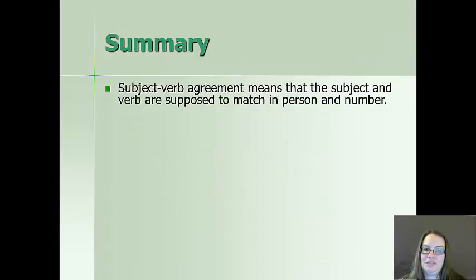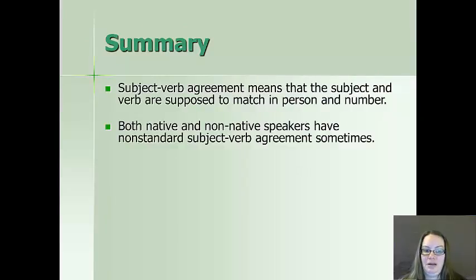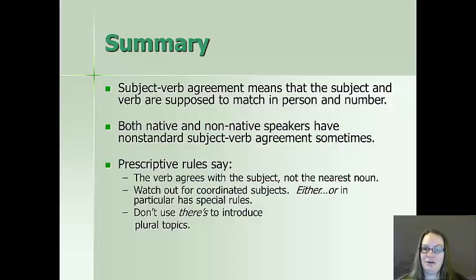The summary for this presentation: subject-verb agreement means that the subject and verb are supposed to match in person and number. Both native and non-native speakers have non-standard subject-verb agreement sometimes. Prescriptive rules say that the verb agrees with the subject, not the nearest noun. Also, we have to watch out for coordinated subjects. Either or, in particular, has very special rules. And third, don't use theirs to introduce plural topics.